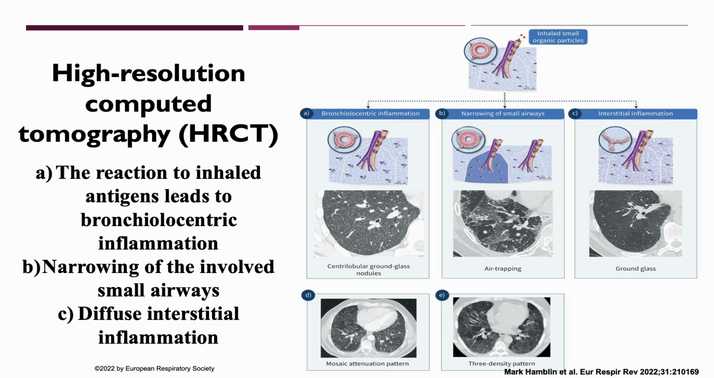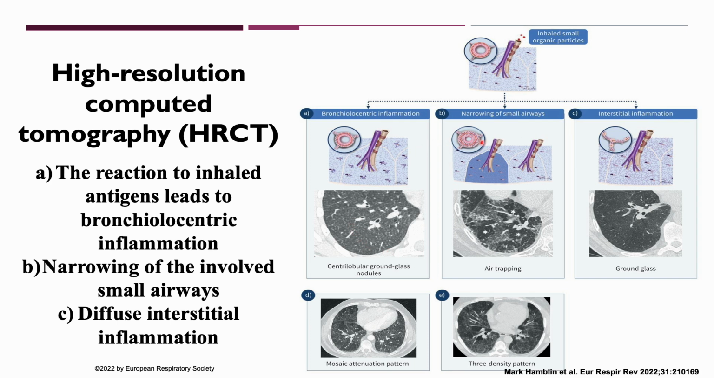This is about the HRCT, which is a very, very important and indispensable tool. So here you can see that they have pictorially shown in the ERS review article how, once you have an inhaled small organic particle, there is a reaction that occurs to it. So firstly, there's bronchocentric inflammation. So the inhaled antigen causes a bronchocentric inflammation, which you will see in the form of centrilobular ground glass nodules.